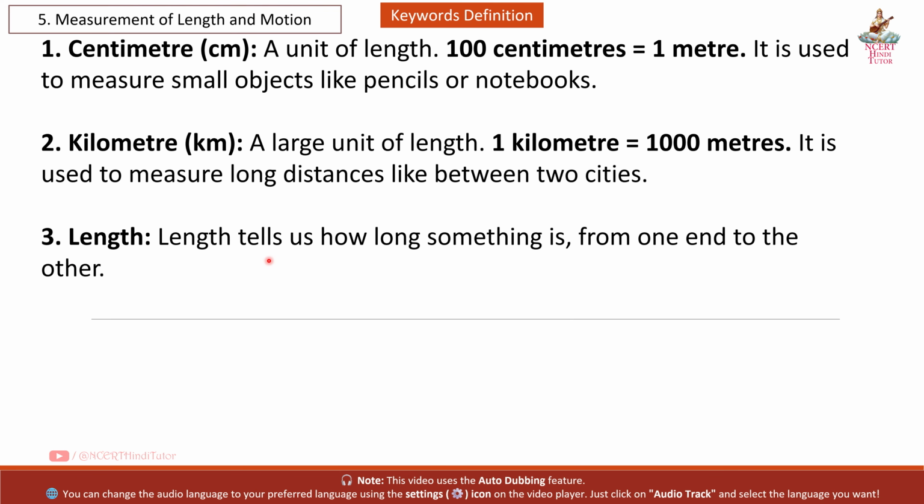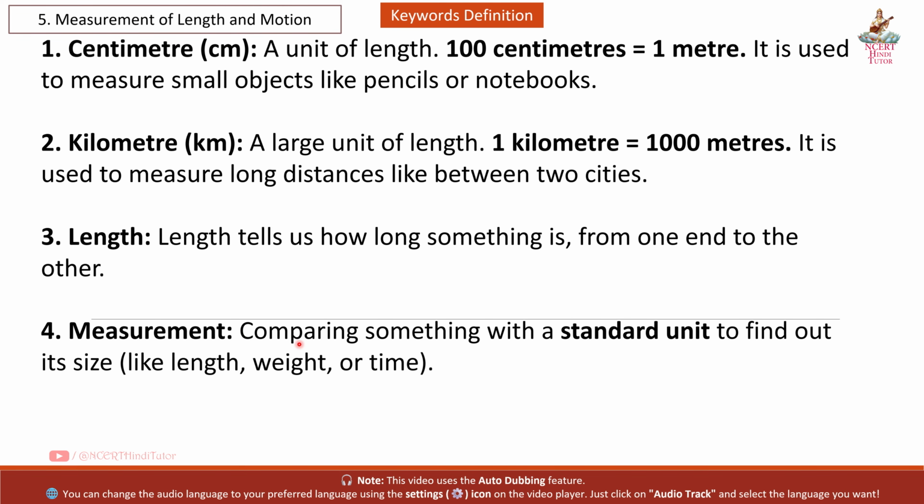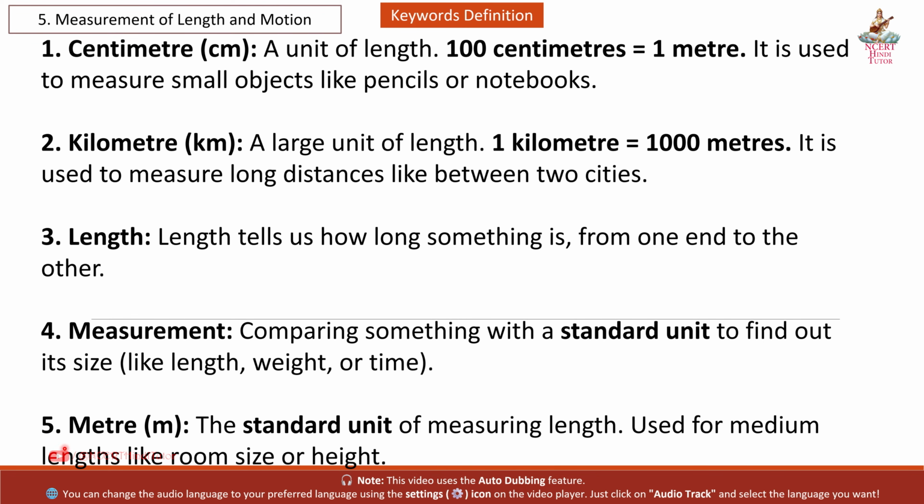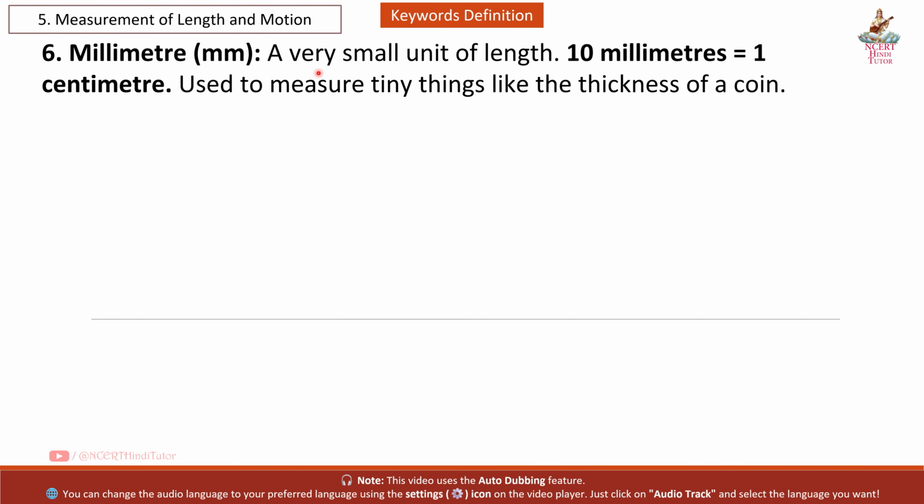Third, length. Length tells us how long something is from one end to the other. Fourth, measurement. Comparing something with a standard unit to find out its size like length, weight or time. Fifth, meter. The standard unit of measuring length, used for medium lengths like room size or height. Sixth, millimeter, a very small unit of length, 10 millimeters is equal to 1 centimeter, used to measure tiny things like the thickness of a coin.